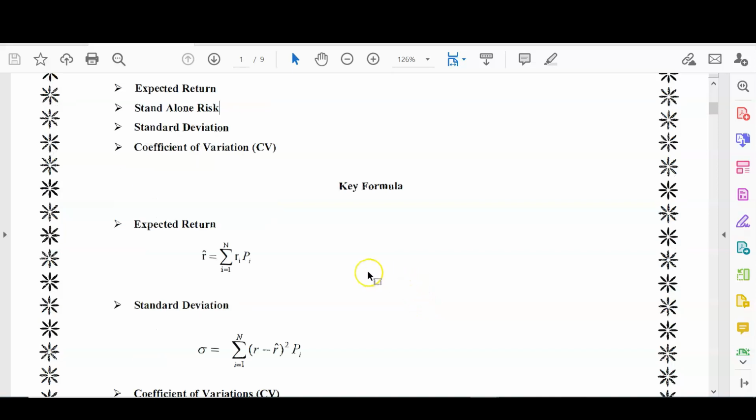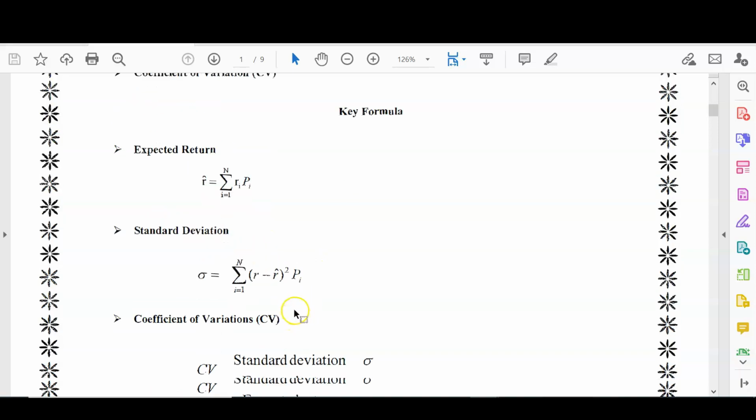So the key formula here today is going to be the formula to calculate expected return, standard deviation, and CV.